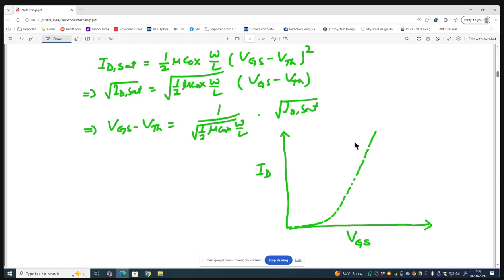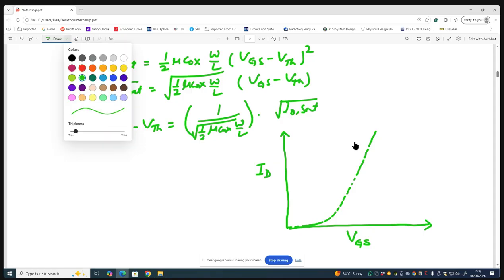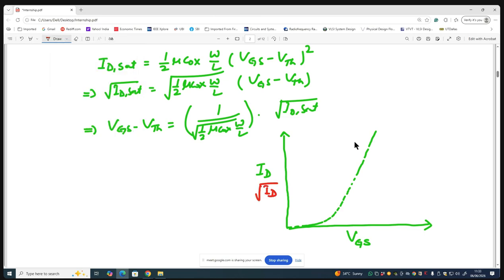But the equation that we have manipulated like this, where VGS minus VTH is equal to half, and then this constant term is there. Of course, W upon L we have fixed, and this square root of ID sat is there. So if you take the square root, you can easily plot it in any tool, and in LTspice also, you can plot a square root of ID. So a square root of ID will actually look like this. And on the x-axis you have VGS.